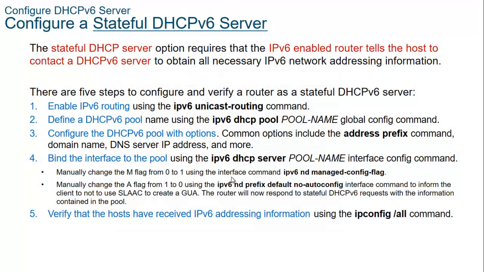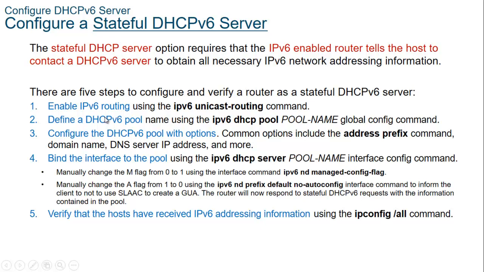Now let's look at how to configure a stateful DHCPv6 server. The stateful DHCP server option requires that the IPv6-enabled router tells the host to contact the DHCP server to obtain all necessary IPv6 network addressing information. There are 5 steps to configure and verify a stateful DHCPv6 server. First is enable IPv6 routing. You would see now that whether it is a client or a server, this command must be done.